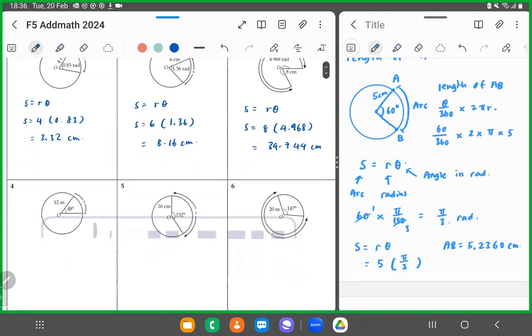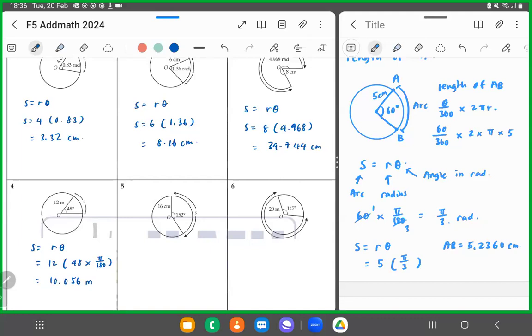Okay. And then the next one, S equals R theta also. So R is 12, theta is 48 degrees. So you have to change it to radian, times pi over 180. Here you will get 12 times 0.838. Or if you don't want to write this step, you can also just press everything in one shot in your calculator. So you should get 10.056 cm.